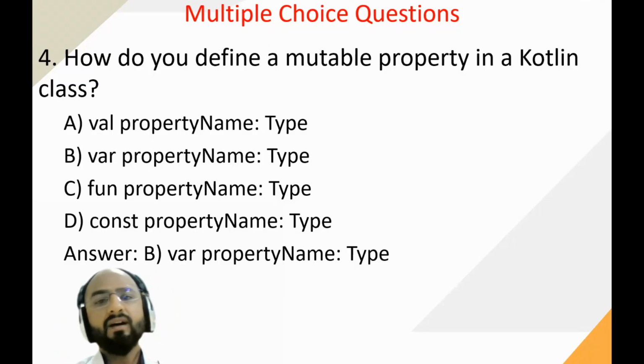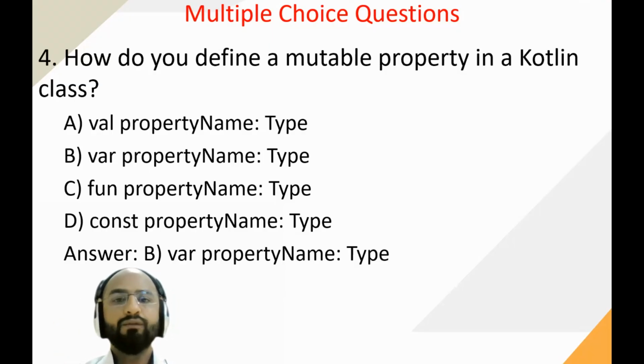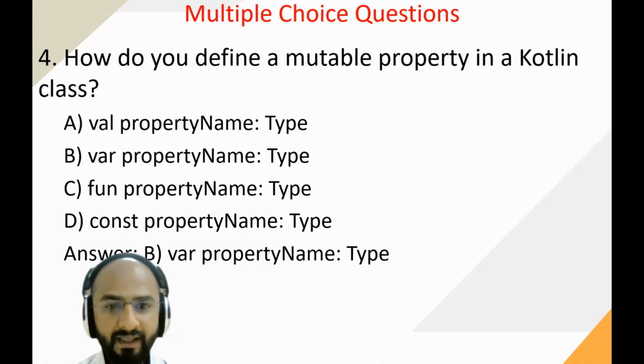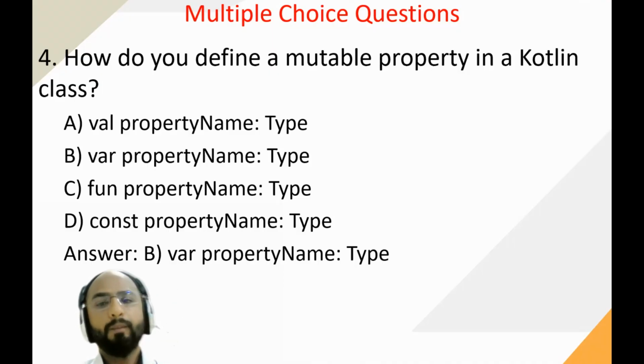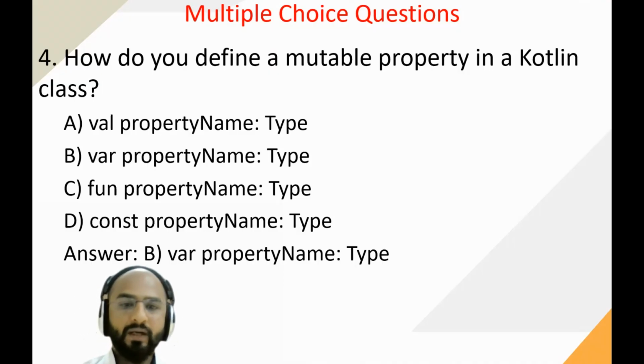Fourth, how do you define a mutable property in Kotlin? If you want to define a mutable property, then what is the syntax? A, VAL, property name, colon, type. B, VAR, property name, colon, type. C, FUN, property name, colon, type. And D, const, property name, colon, type. So how can you define the mutable property in Kotlin? The right answer is B. By using the VAR keyword, you can create a mutable property of that class. So the right answer is B.